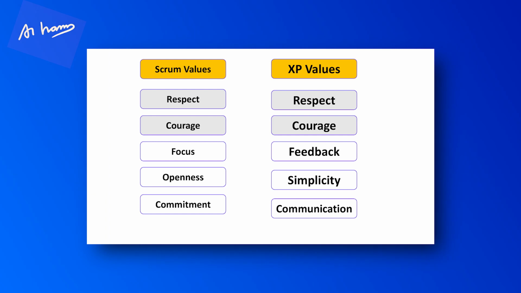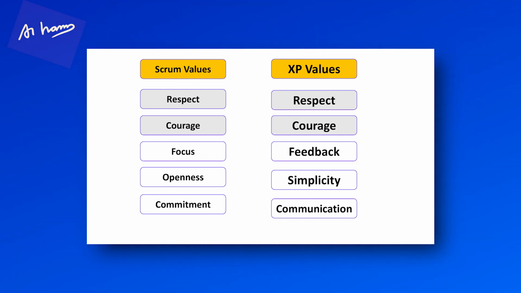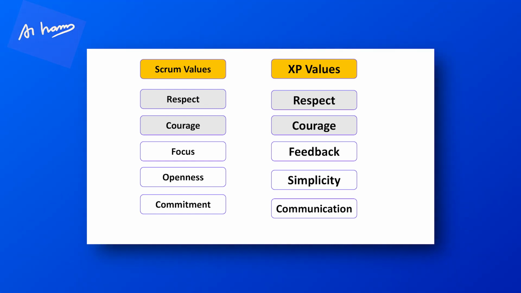Clear? Okay, XP has 5 values: respect, courage, feedback, commitment, and simplicity, right? Similarly, in Scrum, you have 2 similar values plus 3 more extra values. Respect and courage are similar to XP, and then you have focus, openness, and commitment. So these are the 5 values of Scrum. So those are the differences, and those 2 values are the same: respect and courage in both XP and Scrum.